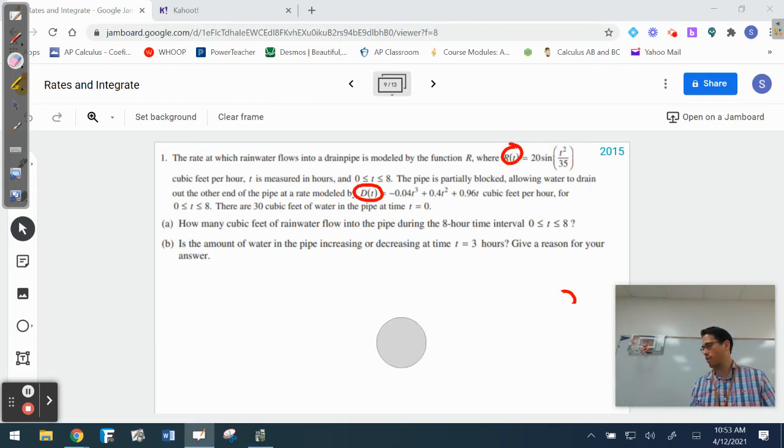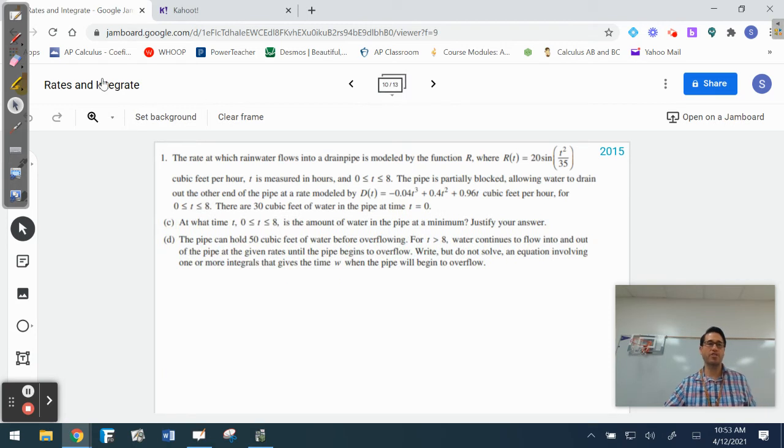Okay, and that was worth 2 points. If you showed that you were comparing R of 3 to D of 3, you got a point. And then you got the last point for that part by your answer and your reason. Okay, C and D. I'm hoping we're going to get like a min-max guy again. Oh, here we go. Part C.